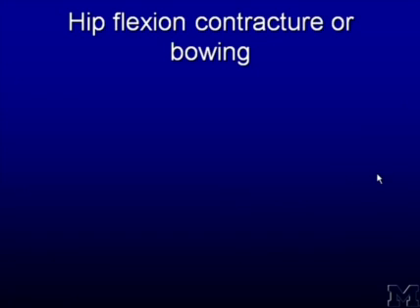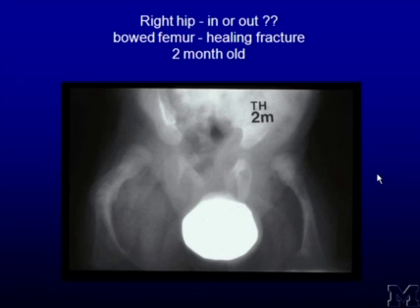Another area of pitfall that's quite widespread among everyone that does DDH is really regarding if you have a hip contracture or bowing deformity. And these cases are not that common, but it is common for them to be misinterpreted. The problem here was that when this sonogram was done, the person doing this sonogram was not aware of the plain film findings.